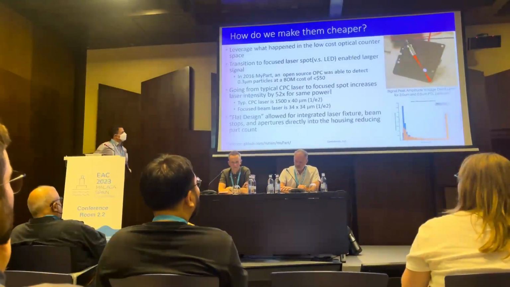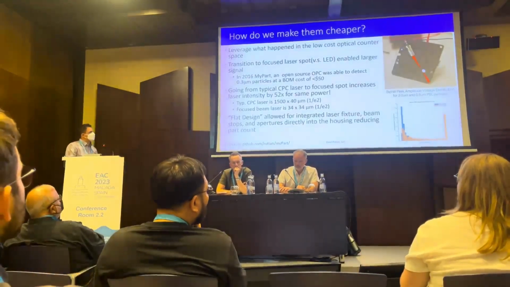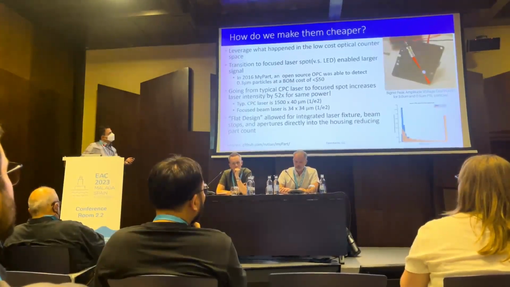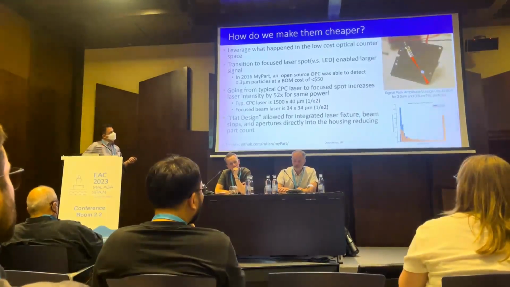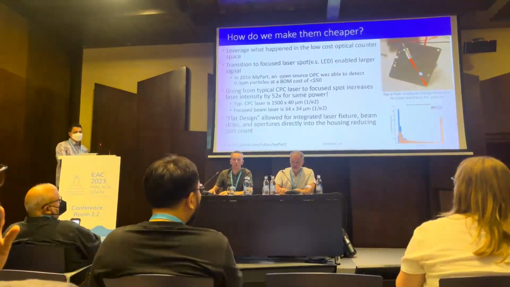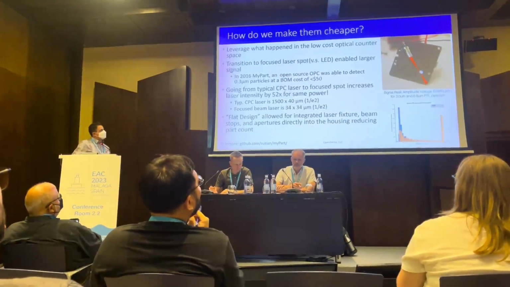So how do we make the optics cheaper? What we want to do is leverage what happened with the low-cost optical particle counter space that maybe you're all familiar with. For example, in 2016, MyPart was an open source OPC that basically took a focused laser beam with a 90-degree photodiode and was able to detect 2-3 micron particles. And the total bill of material cost of that device was around $50.